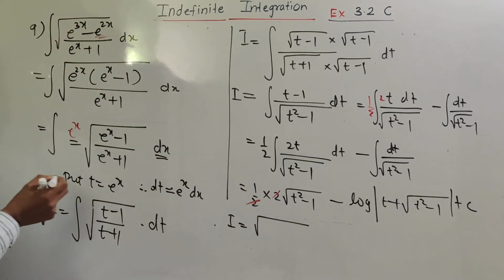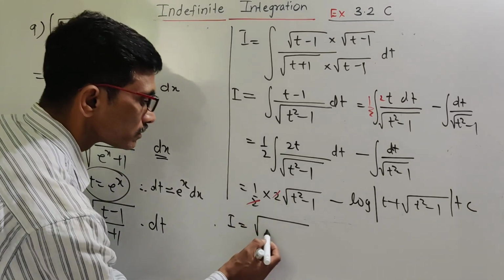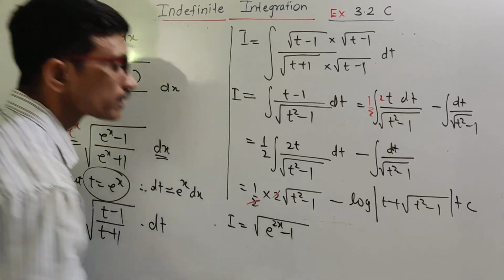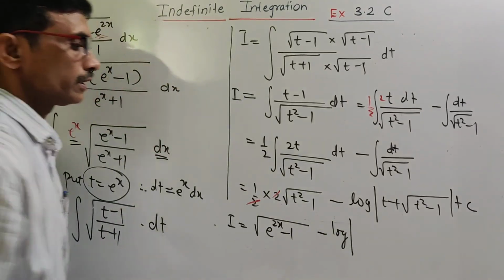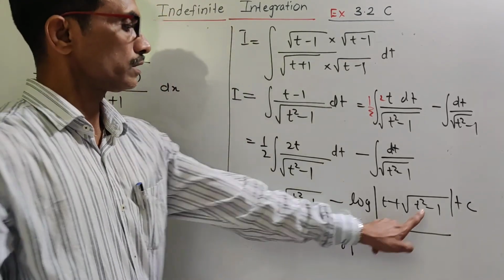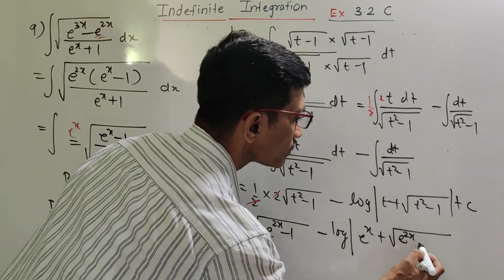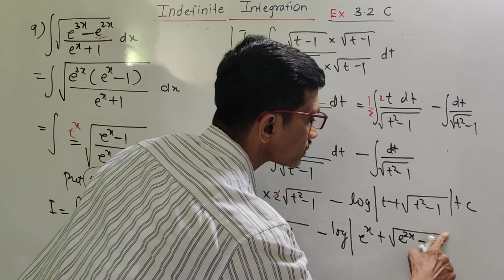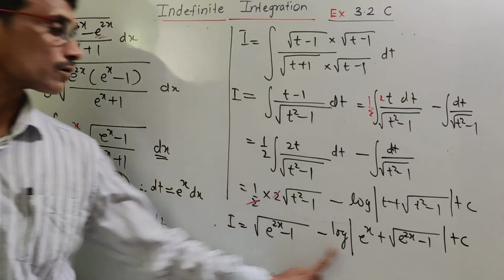T is e raised to power x. Substitution is this: t is e raised to power x. So it will be root of e raised to power 2x minus 1, minus log of (t plus root of t square minus 1), where t is e raised to power x and t square is e raised to power 2x, so e raised to power x plus root of e raised to power 2x minus 1, plus c. So that is the answer of this integral.